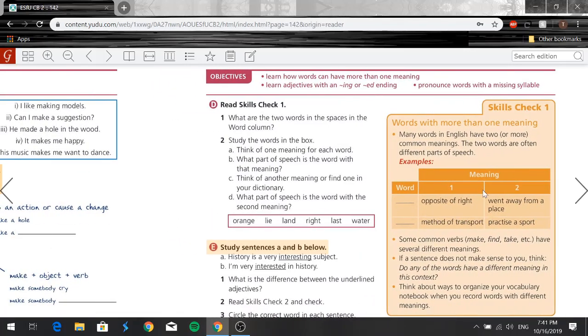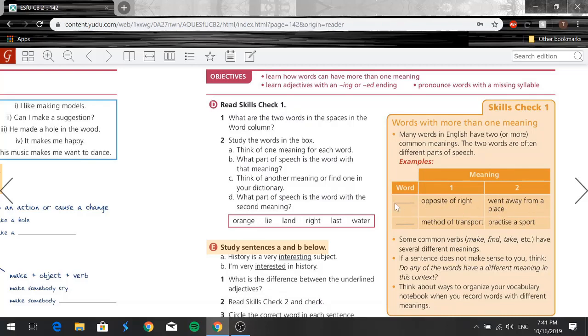Words with more than one meaning. I'm pretty sure you guys are familiar now with words with more than one meaning. You gotta understand that many words in English have two or even more common meanings. The two words are often different parts of speech, right? So, one, opposite of right, or went away from a place.